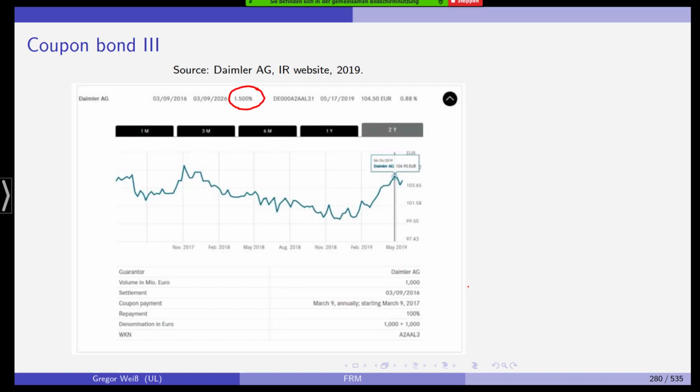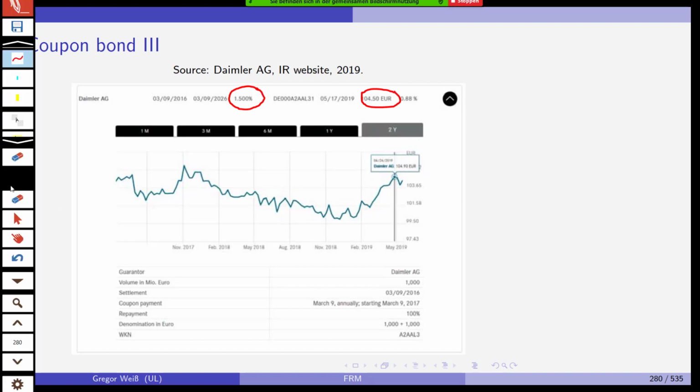And this obviously includes the risk-free rate plus a credit spread for the default risk of Daimler. If Daimler defaults or were to default, we wouldn't get any money back. And the current price is 104.5 euros. So that's the current price. So quite simple, but very practical example. And how would you calculate the fair price?